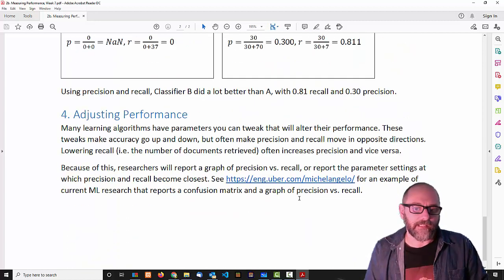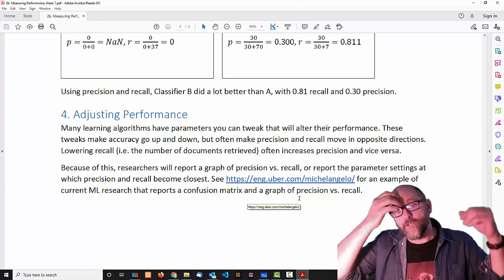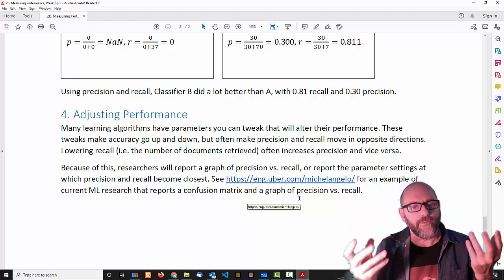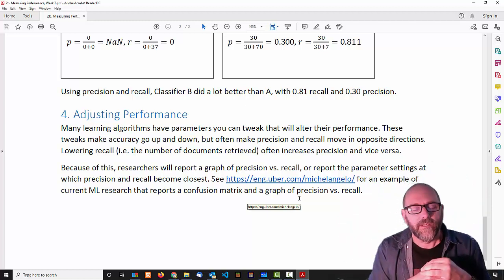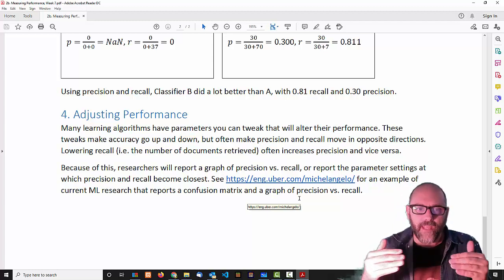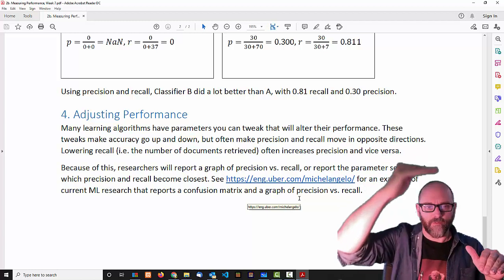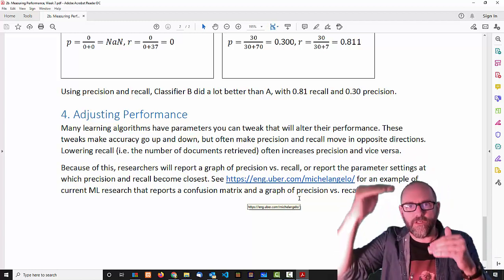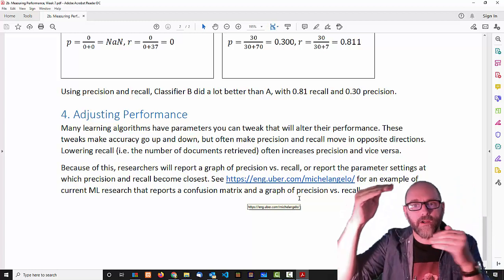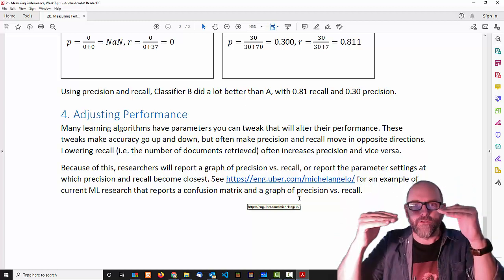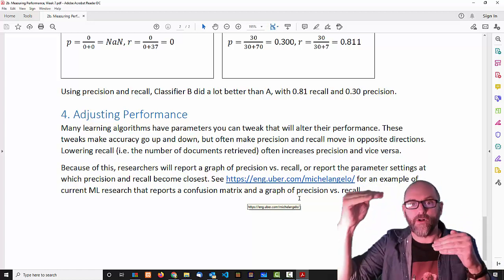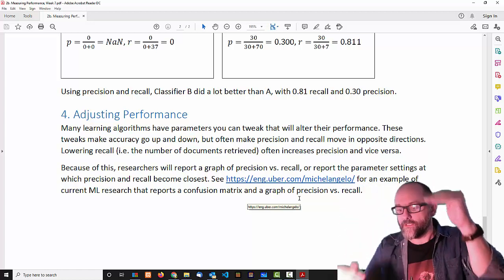Okay, and what you generally find is that if a learning algorithm has parameters you can tweak that will alter its performance, the tweaks make accuracy just go up and down. That's what we were looking at before, but precision and recall often move in opposite directions, right? So if you are recalling more, your precision is going to go down. If this is precision and this is recall. And if you're recalling less, you're probably going to get more precise, right?